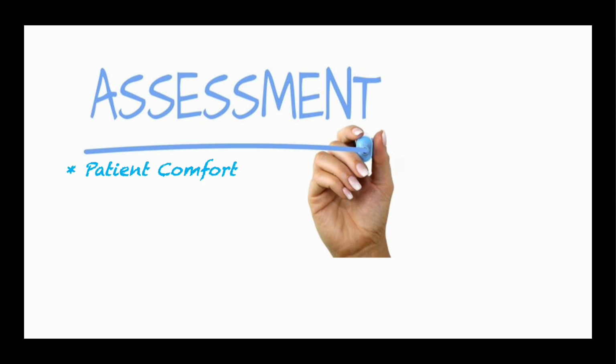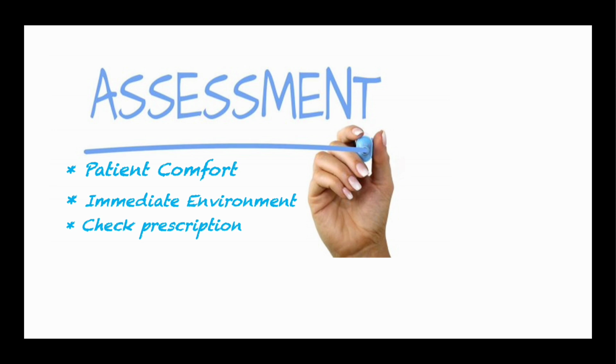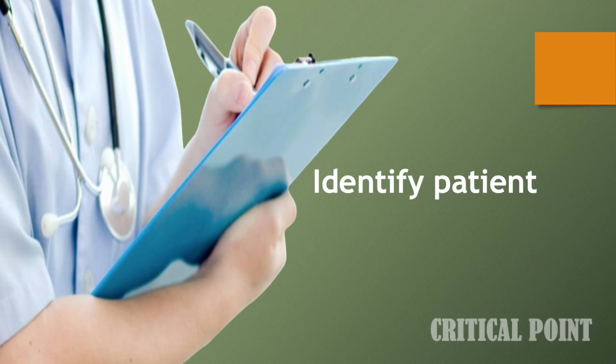Once consent is achieved, assess your patient's comfortability to check if the patient needs anything before you start. Check the immediate environment to comply with the safety and security of the patient and the personnel doing the procedure. Also check the prescription in the patient's file to ascertain the doctor's orders. Failure to identify the patient correctly will lead to disciplinary action, and it might cause the patient to receive wrong procedures or medication. Make sure that you identify your patient according to your hospital policy.